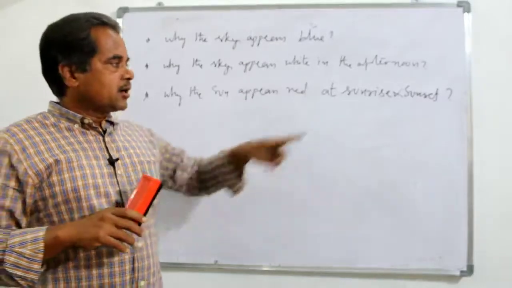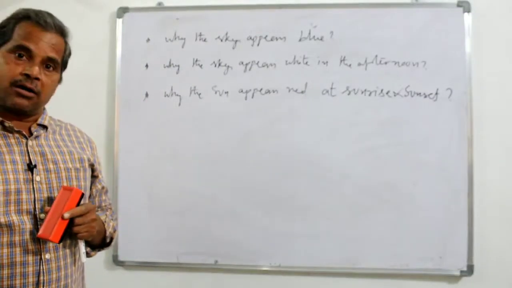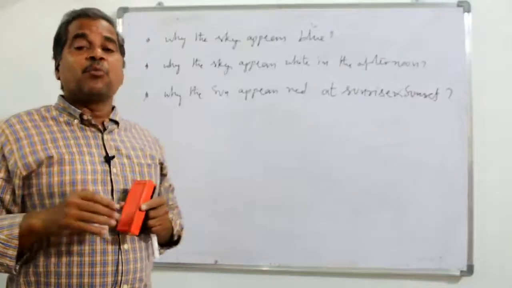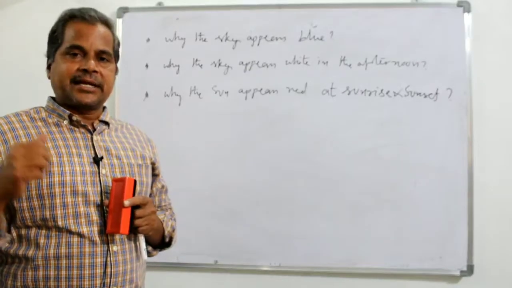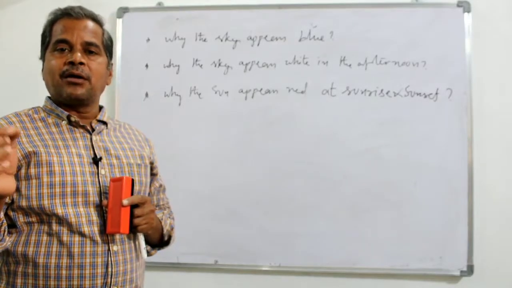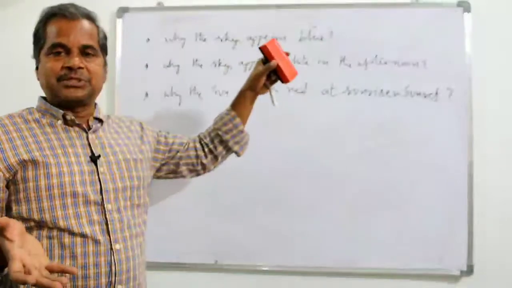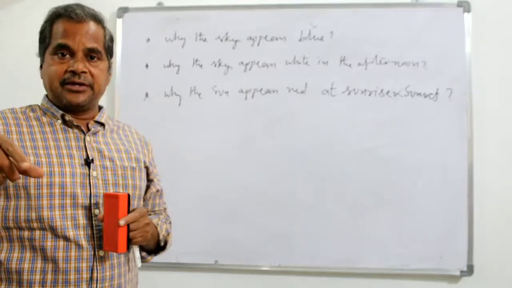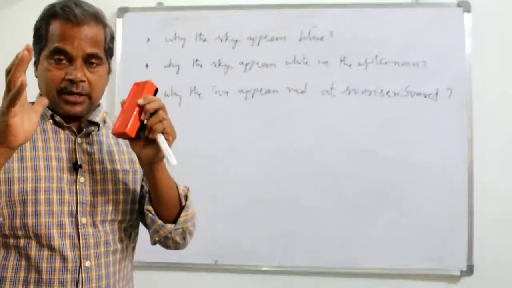So at the time of sunrise and sunset, the sun appears very red or sometimes orange, because those light rays travel more distance to reach the earth surface in the morning and evening. The remaining colors get scattered because the particles for the remaining colors in the VIBGYOR spectrum are available between earth and sun. But the wavelength of the red color is very high.